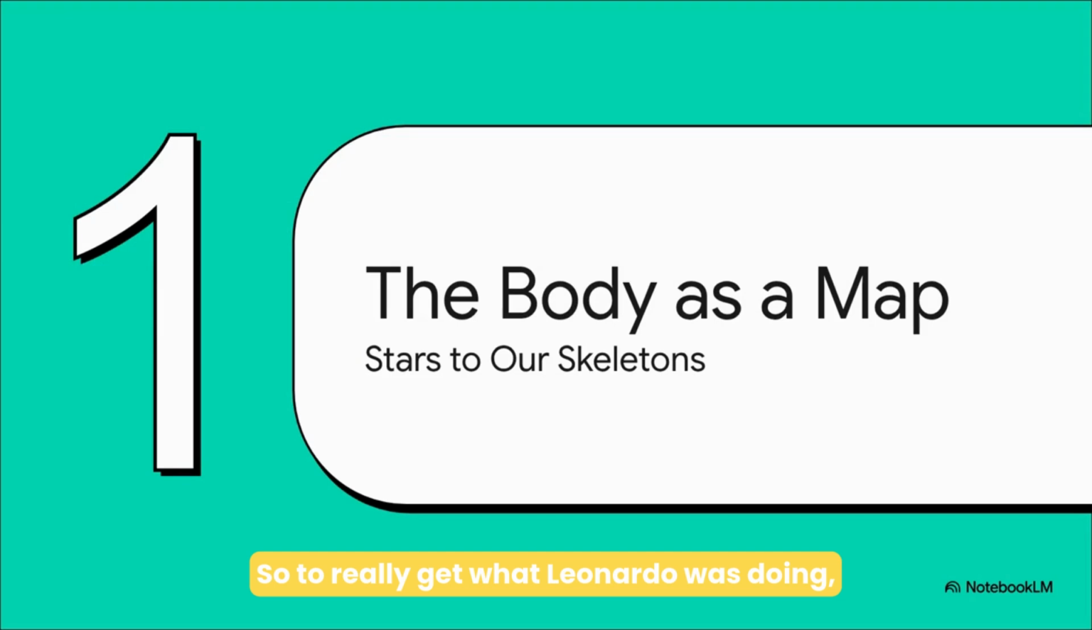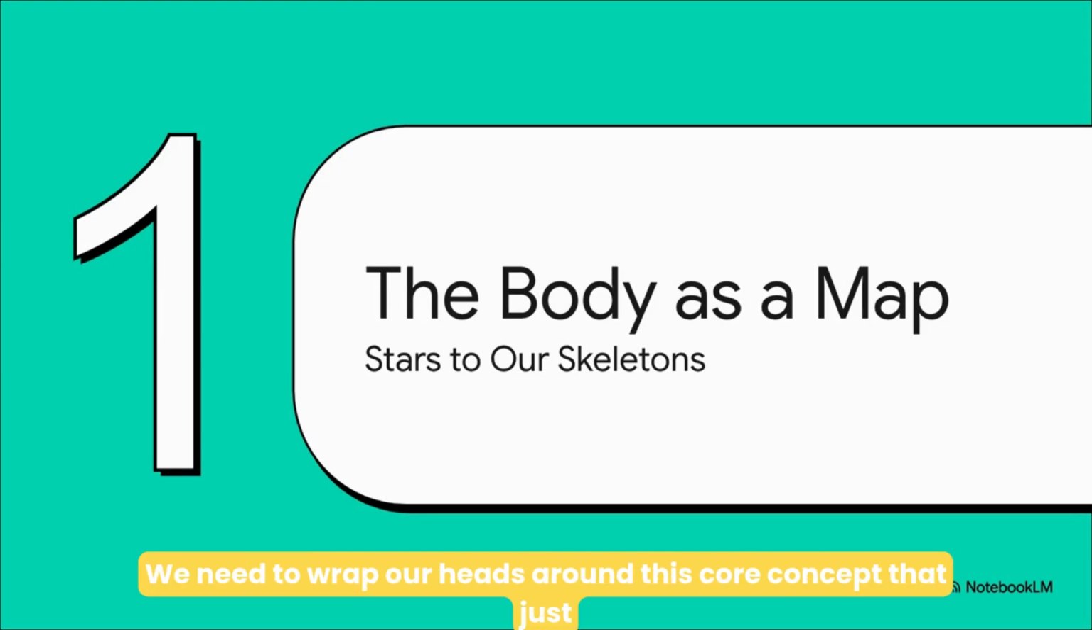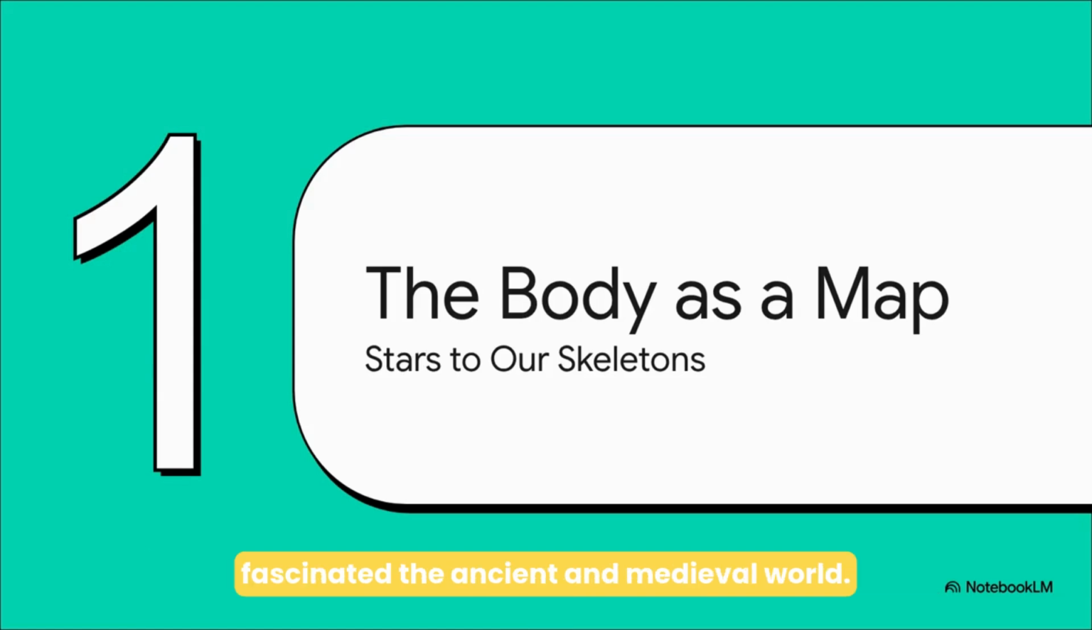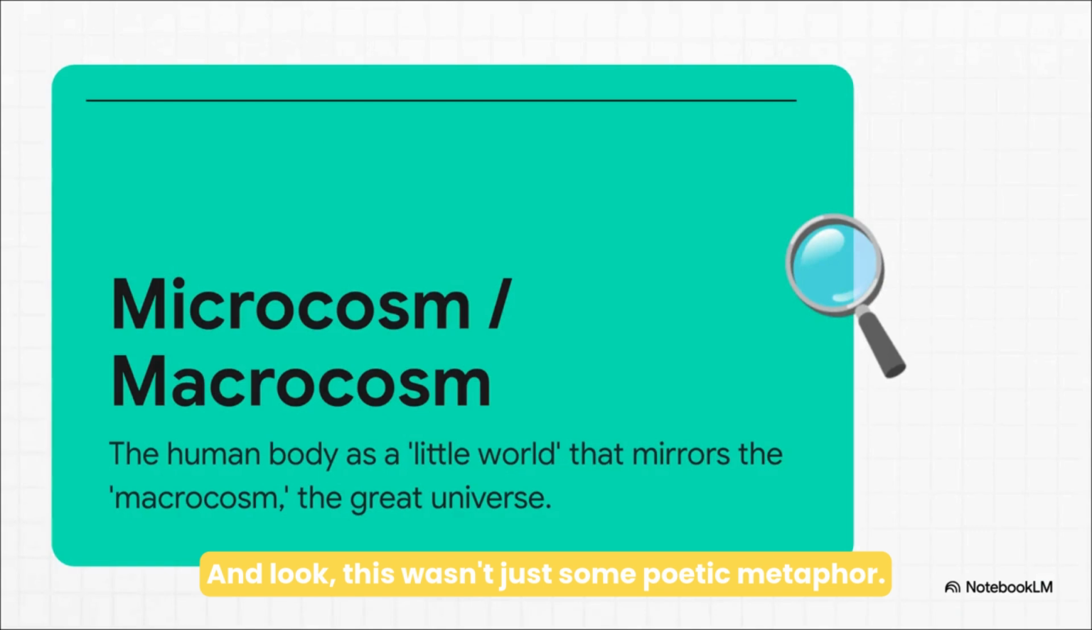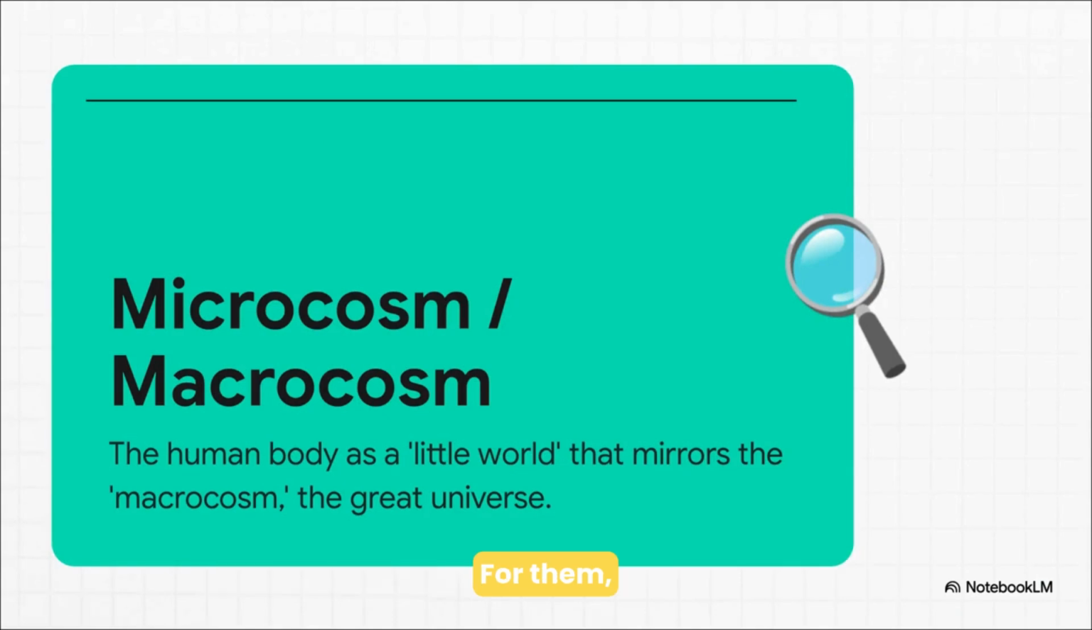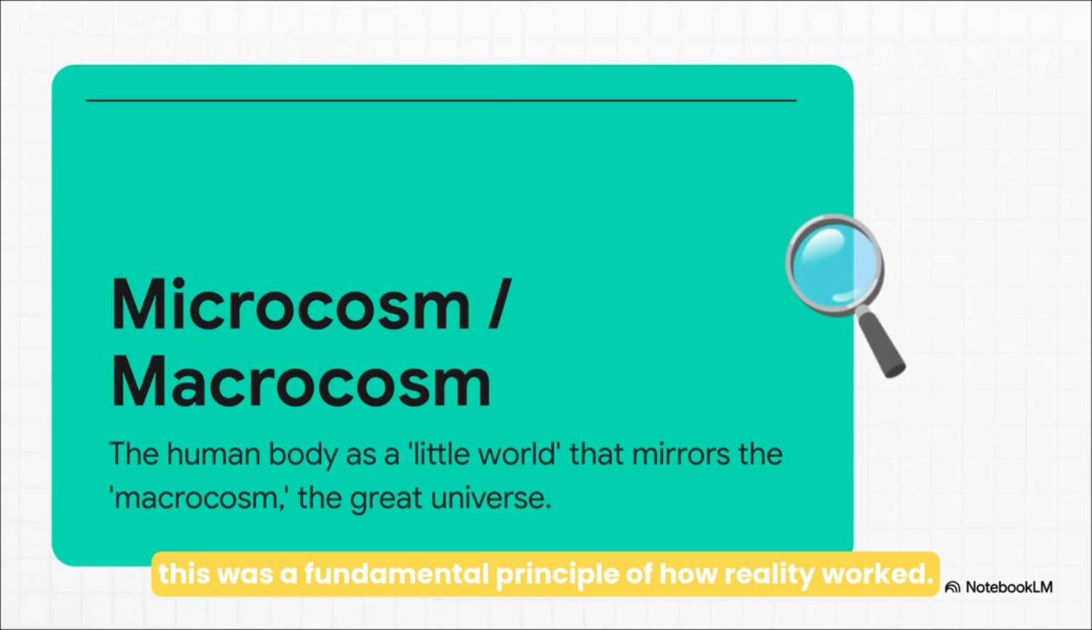So to really get what Leonardo was doing, we've got to take a step back. Way back. We need to wrap our heads around this core concept that just fascinated the ancient and medieval world. The idea that the human body wasn't just a body. It was a map, a literal map of everything. And look, this wasn't just some poetic metaphor. For them, this was a fundamental principle of how reality worked.